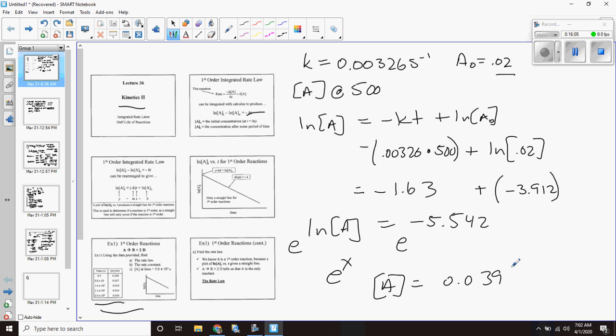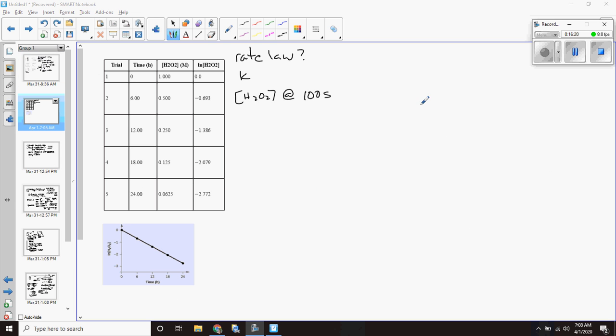0.039, which is, no, there's another zero in there. Sorry, I looked at the wrong one. 0.0039, which is concentration. So there it is. All right, so I want to do one more problem, just like this, all right?